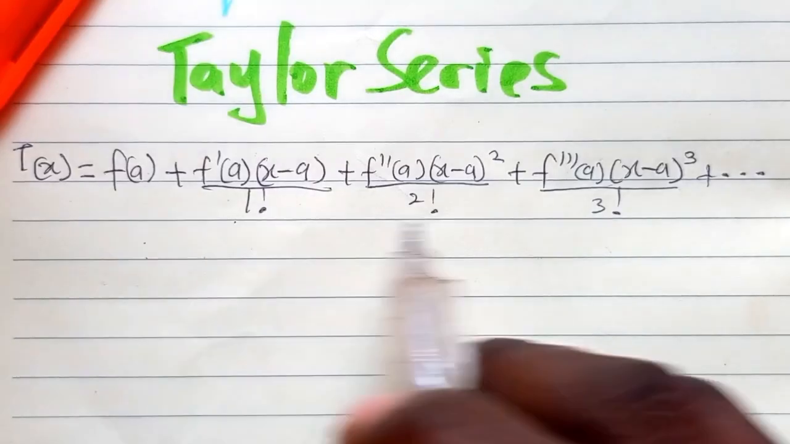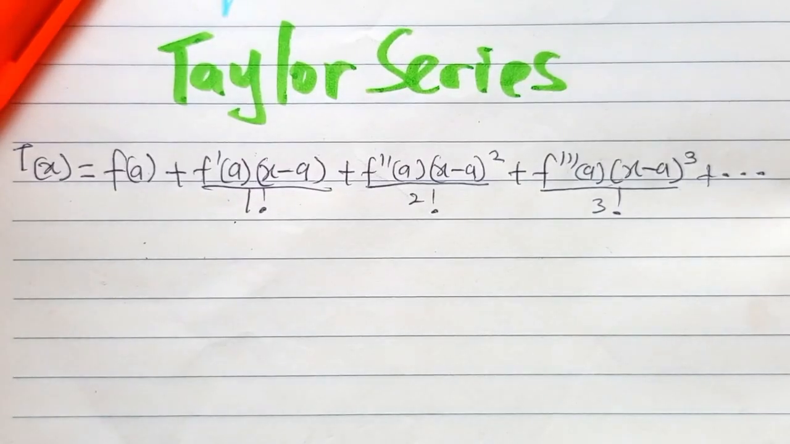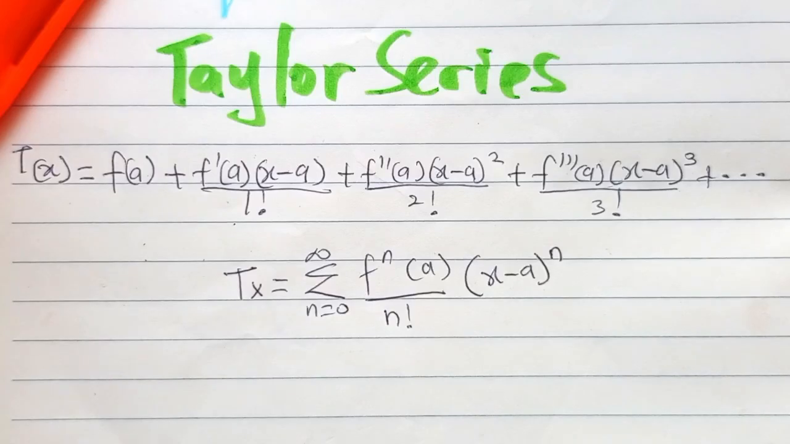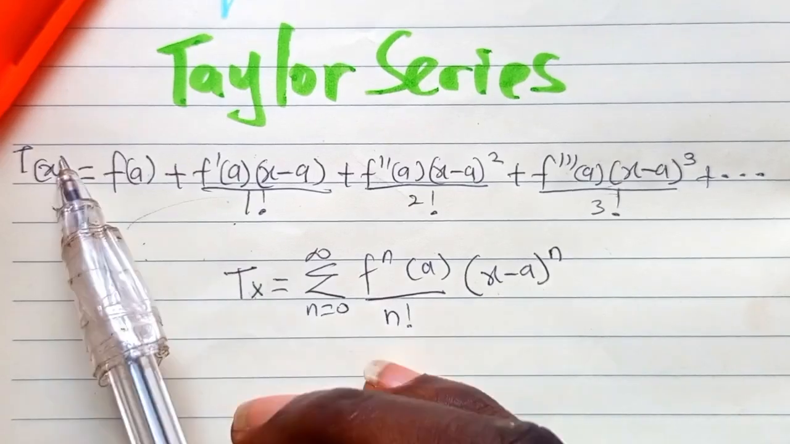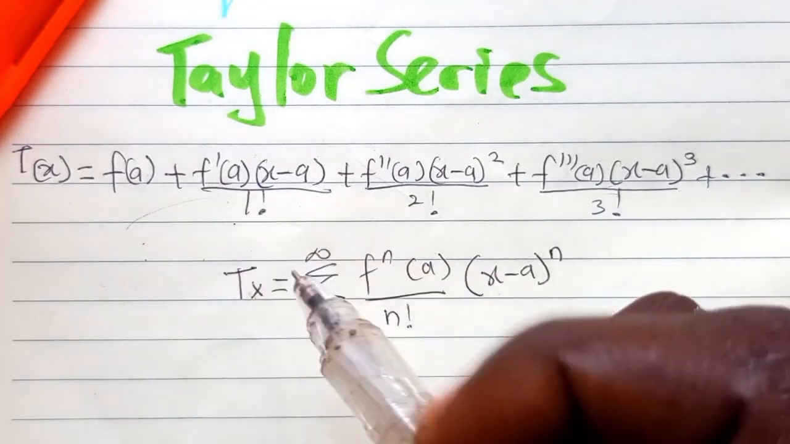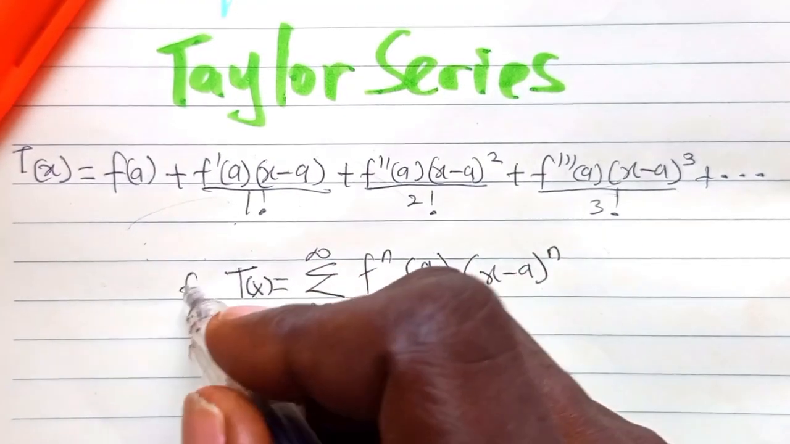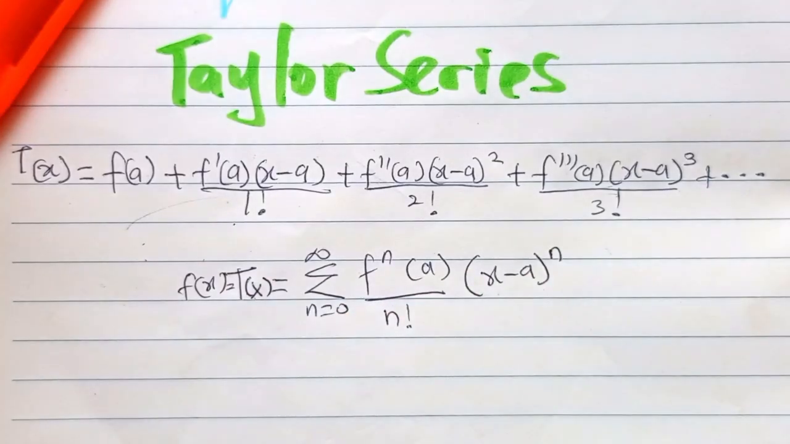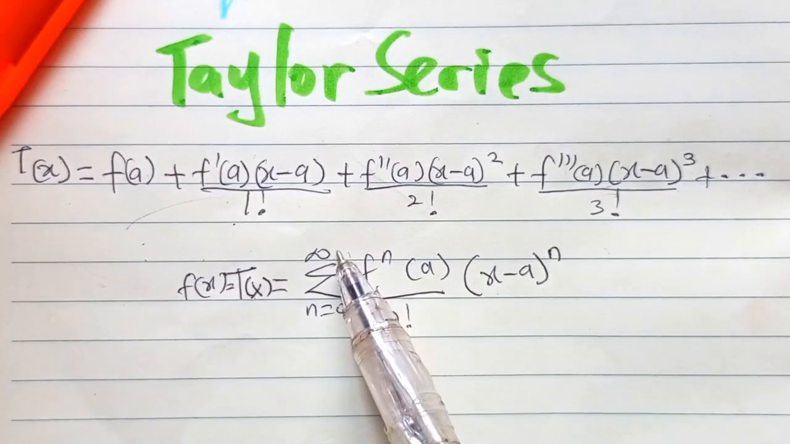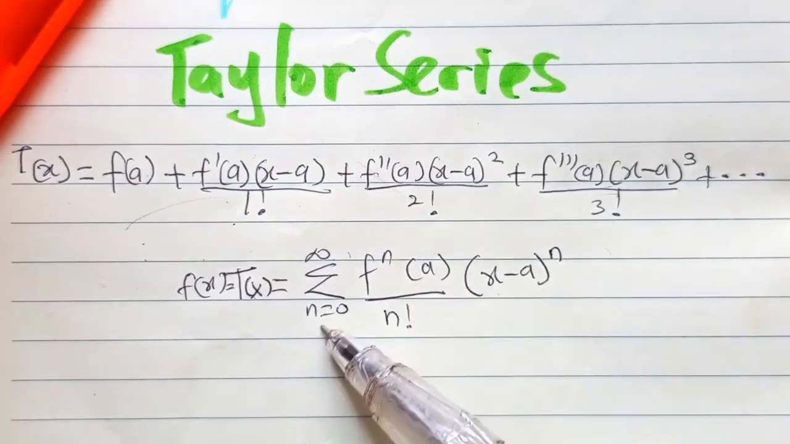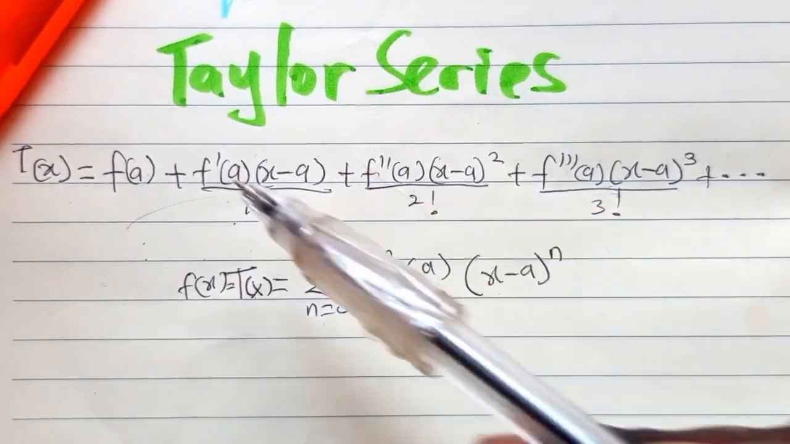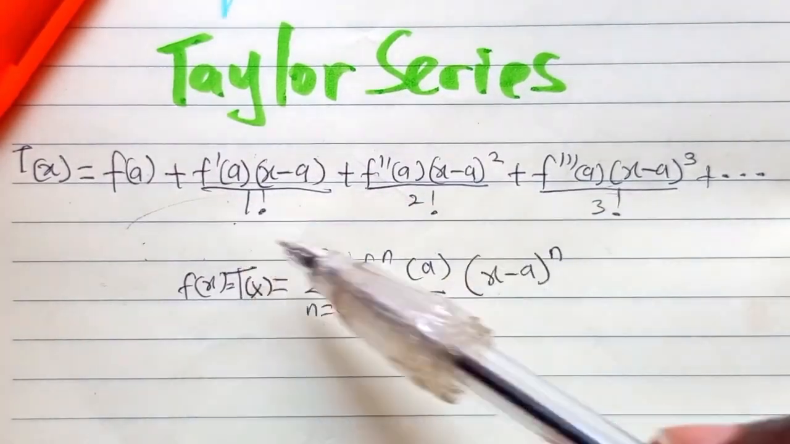So this whole thing that you're seeing here can also be written in another way. You can also write it like this. Now, this whole thing can be written as this one down here. So T(x) here stands for Taylor series. T(x), or you can say f(x), anyone you like. Both of them are the same thing. This is a sigma notation sign, meaning sum. So you can see that these two are the same, because you have plus here, plus here, plus here. It is the sum of several terms.